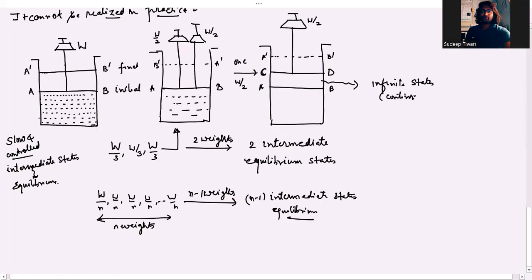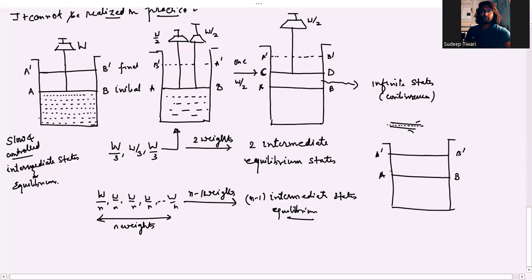Since this is a continuum, between any two states, however small, there again exists another intermediate state which can be achieved. So basically, I will have to divide this entire path from AB to A dash B dash into infinitely small states. In order to tell that my process is reversible, I have to break it into many states.